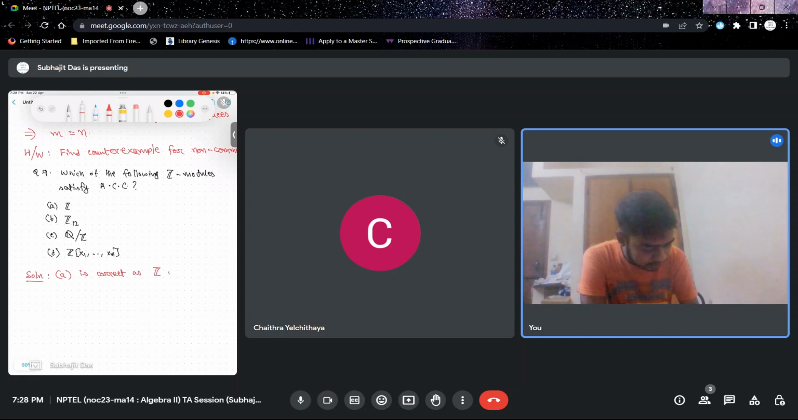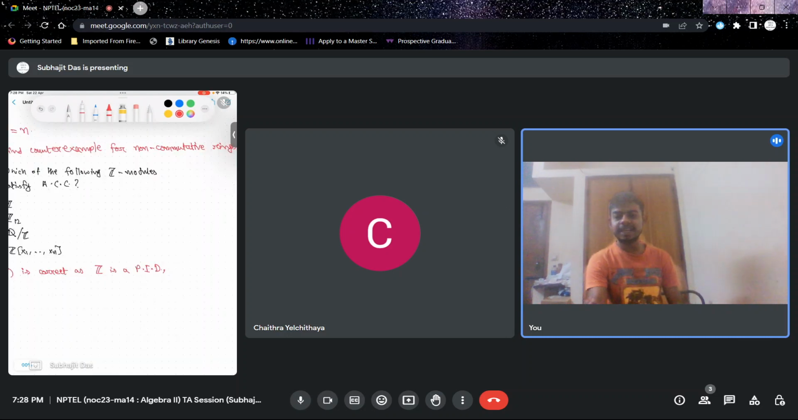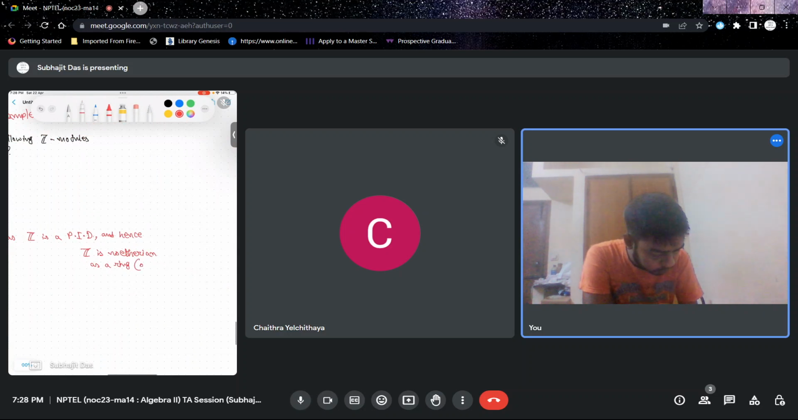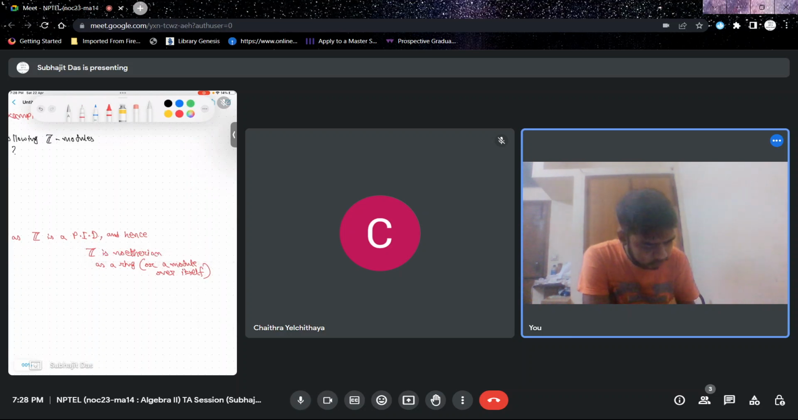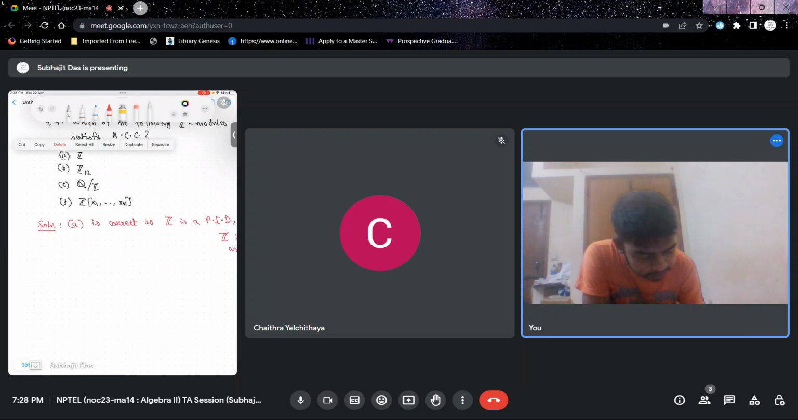as Z is a PID, which means that every ideal is generated by a single element, which means in particular that every ideal is finitely generated, which means it's a Noetherian ring, and hence Z is Noetherian as a ring or as a module over itself. So certainly option A is correct.